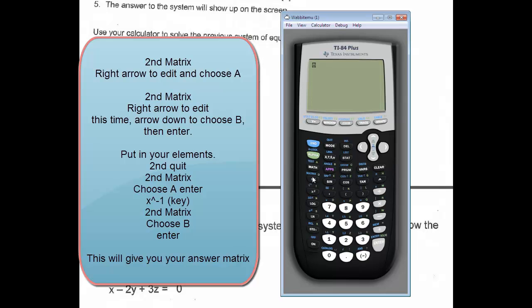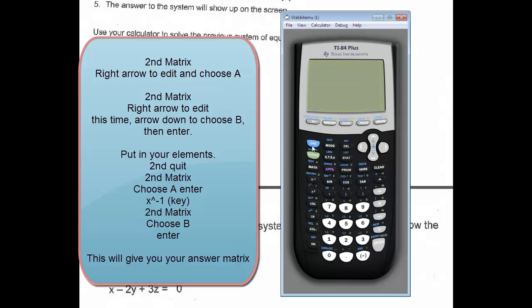Start again. Second matrix. Right arrow over to edit, arrow down to B, and select B. This is a 3 row by 1 column matrix. The numbers that go in here are -9, enter, 0, enter, 21, enter. And then second quit again.